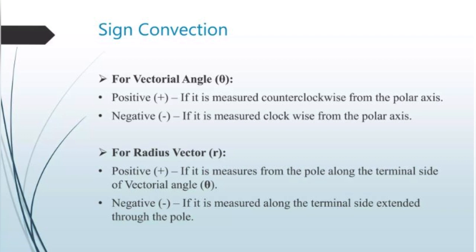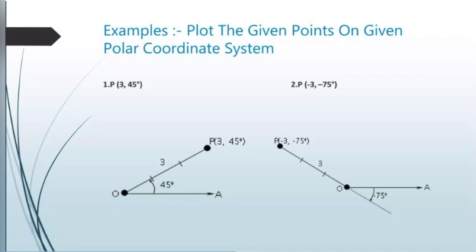Now, for radius vector r: positive if it is measured from the pole along the terminal side of vectorial angle theta, negative if it is measured along the terminal side extended through the pole. This is an example of plotting the given points on the polar coordinate system.